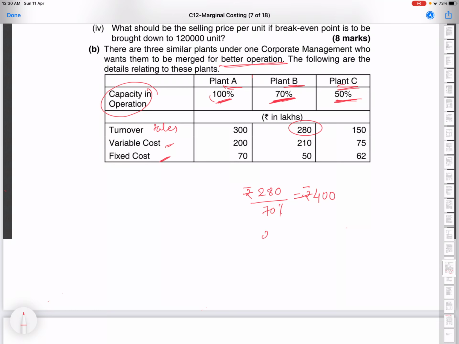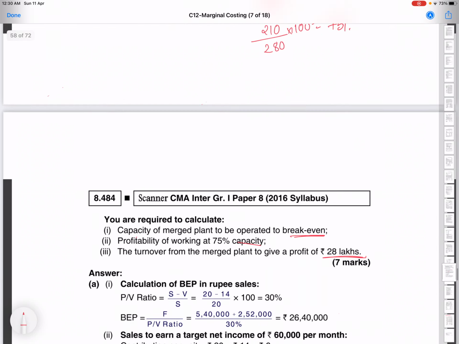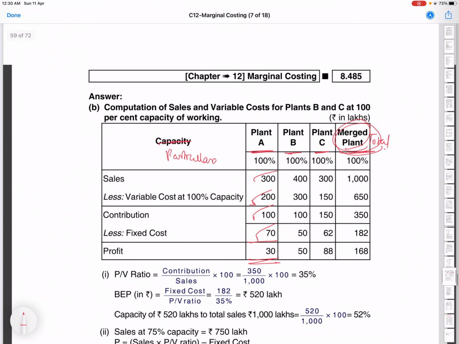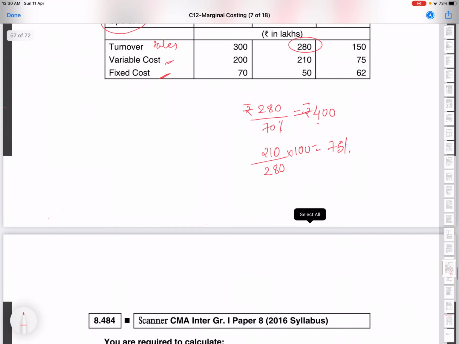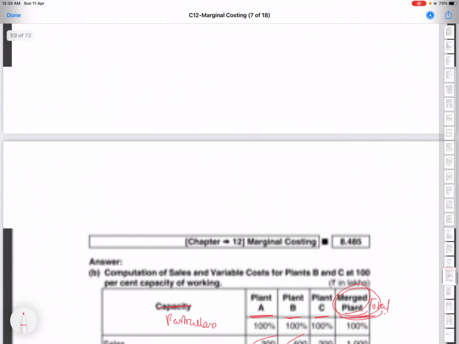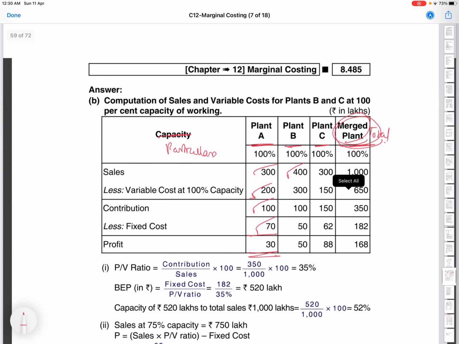Second, variable cost is 210 when their sale is 280. So how much percent is it? We'll do 210 divided by 280. It is 75%. So taking these details, we'll fill there. At full capacity, it will make sales of 400, and variable cost is 75% as we found. So I will do 400 multiplied by 75%.